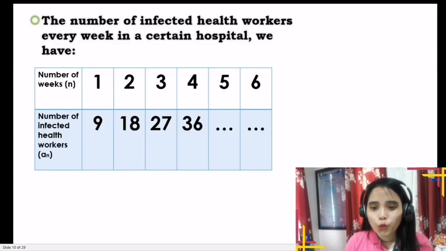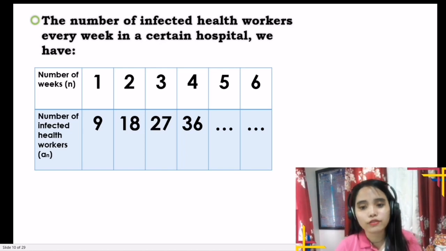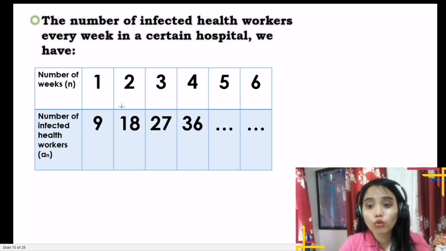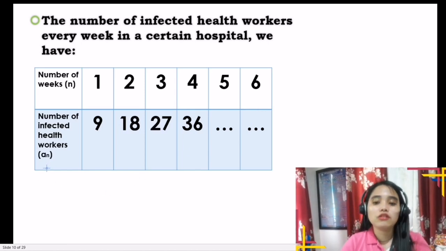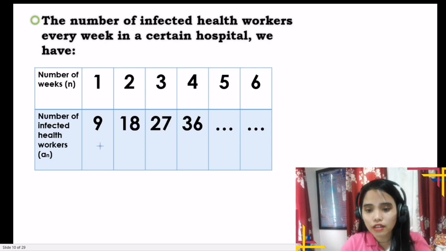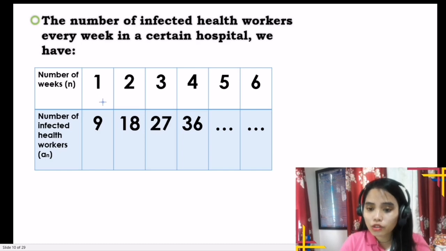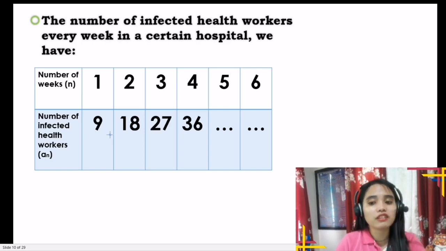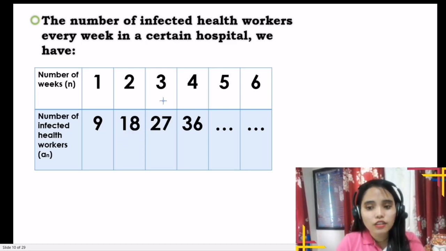So, we have here data: the number of infected health workers every week in a certain hospital. The number of weeks is 1, 2, 3, 4, 5, and 6. And the number of infected health workers, denoted by a sub n, is 9, 18, 27, and 36. So, in week 1, there are 9 health workers infected by the virus. Week 2, there are 18. Week 3, there are 27. And so on.